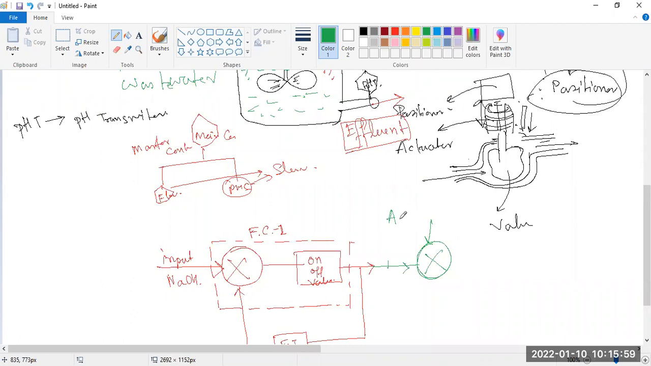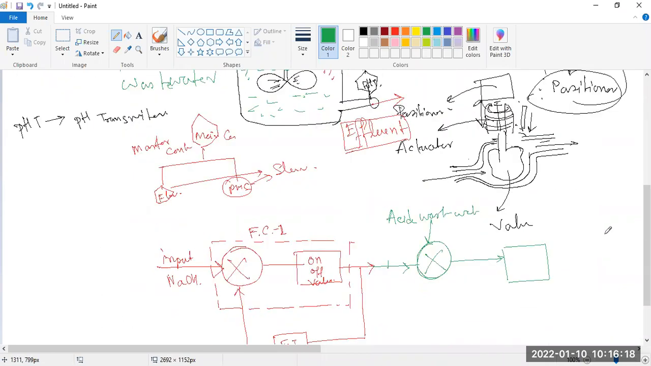This is acid waste. This is the input acid waste water. Okay, going to summing up. Then again another on-off control.